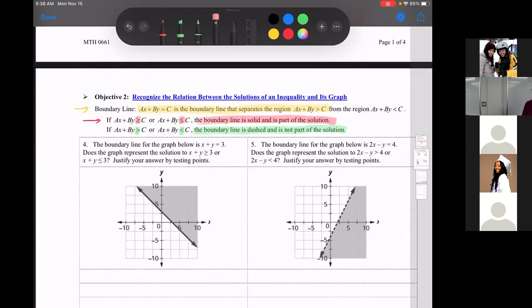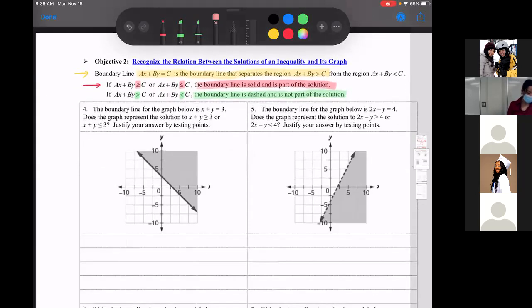So far so good. If you have equal, greater than, or less than, or greater than, you use the solid line. If it's less than or greater than, then you use dash. That's all they're saying. Okay.